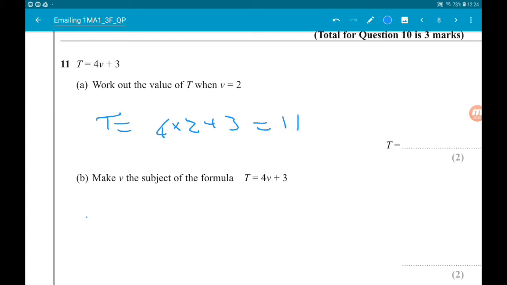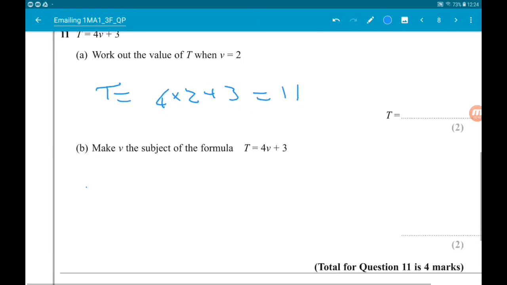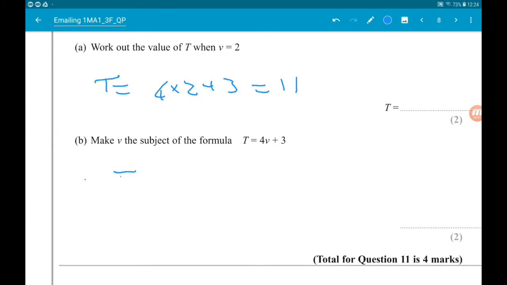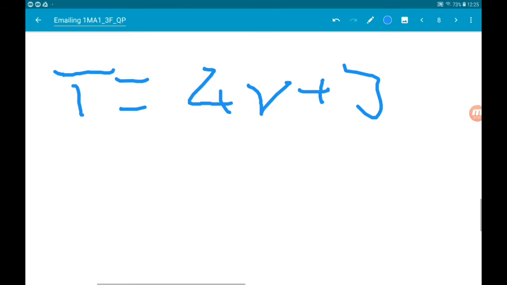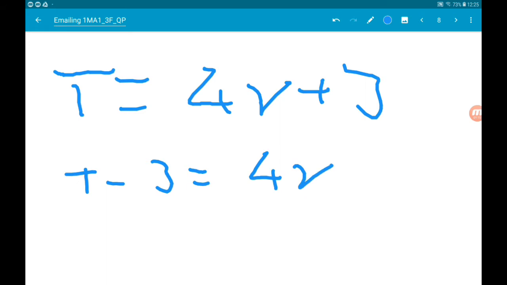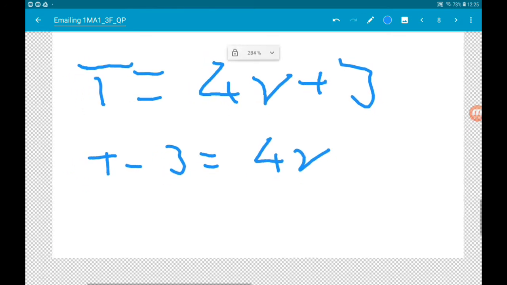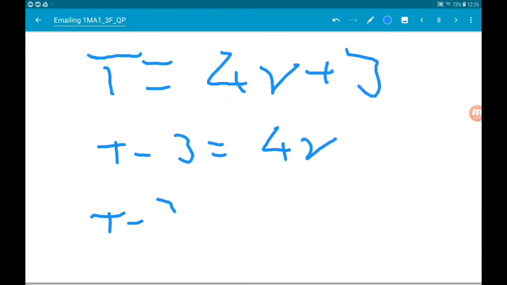Okay, then for part B, make v the subject of the formula t equals 4v add 3. So that means to get v on its own. So t is 4v add 3. Let's start by subtracting the 3. So we get t minus 3 is 4v. And then we need to get rid of the 4. We do that by dividing. So t minus 3 all over 4 is v. Cool.